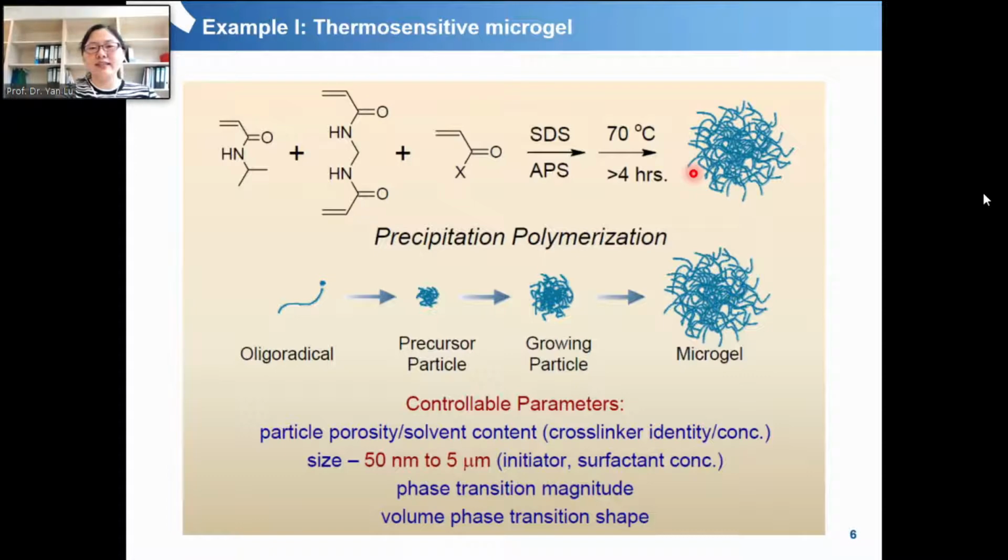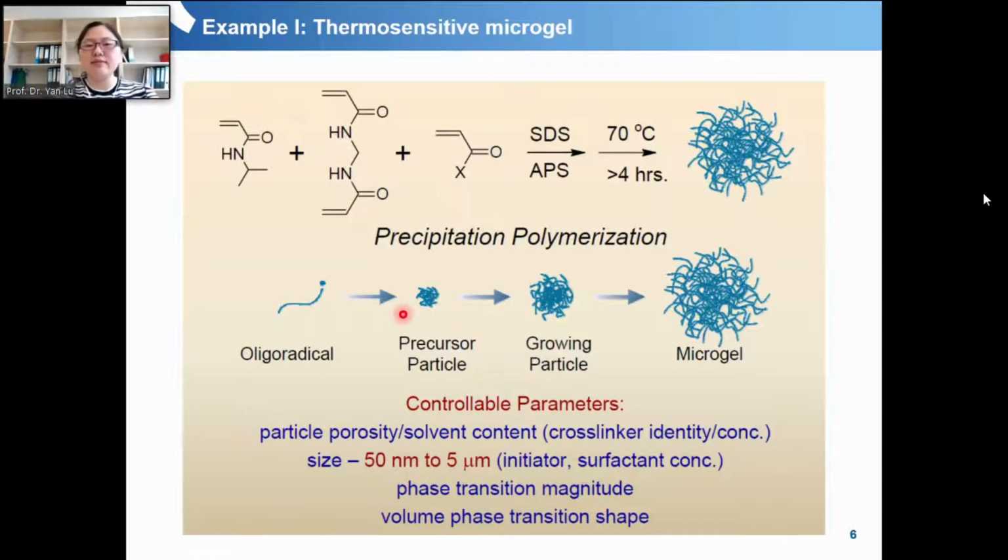And here is the polymerization mechanism. In the beginning, we will have an oligomer radical, so you have a radical on the oligomer. Then the growth of the particle will form particle precursors, and it will have more and more polymer chains on the particle. You have the growing of your primary particle, and then finally at the end stage, you will have a cross-linked microgel particle.